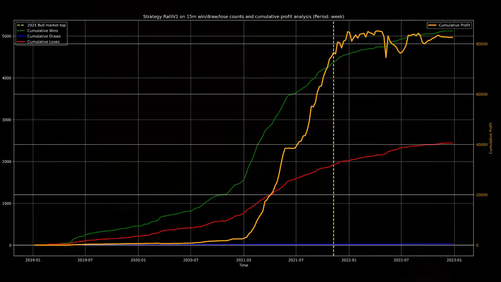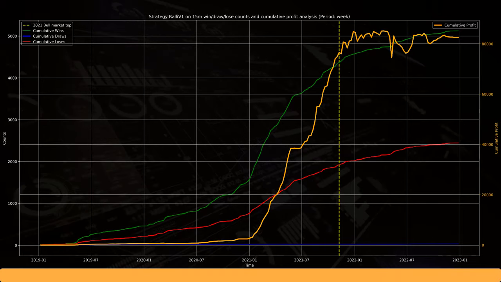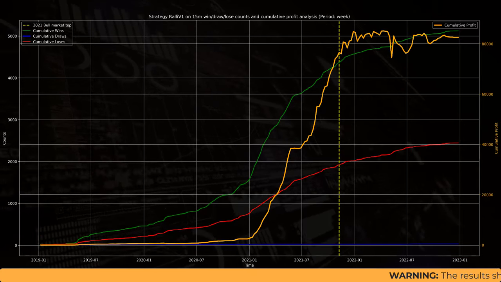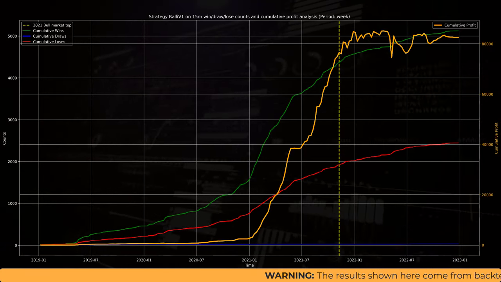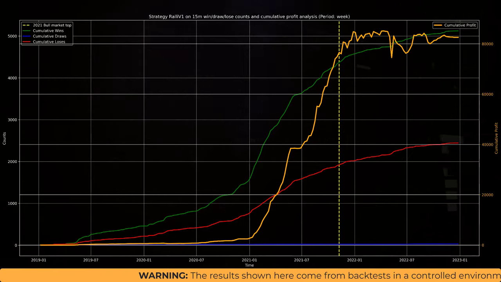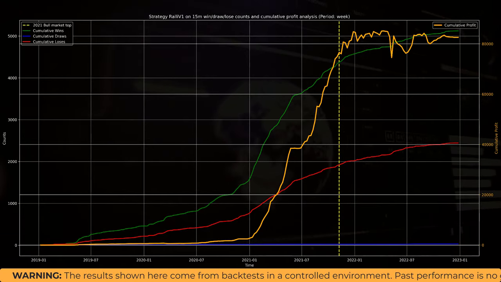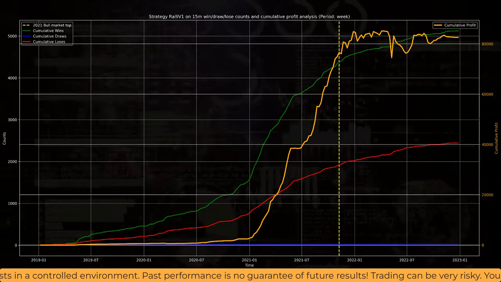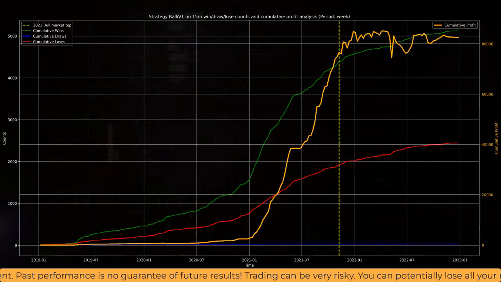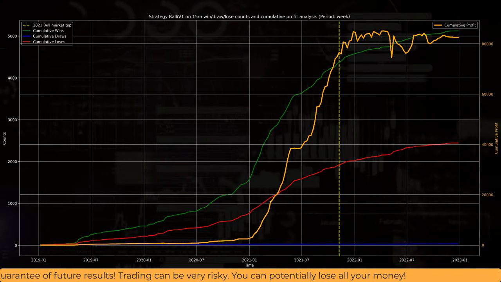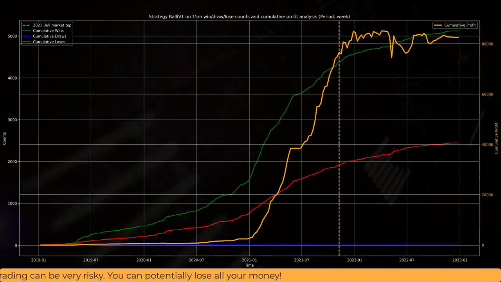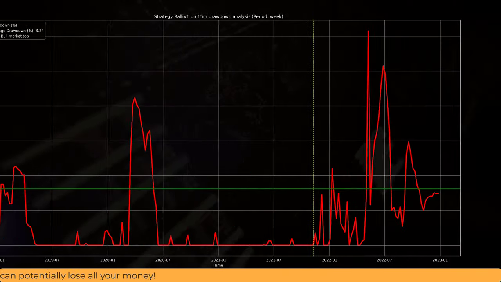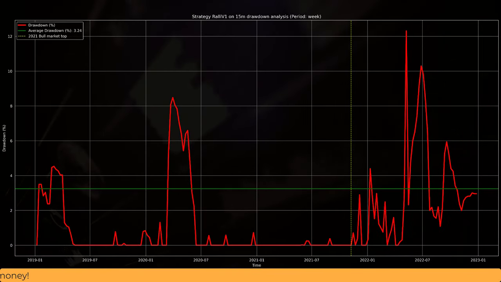The cumulative wins, draws and losses chart reveals that the number of winning trades does grow over time, which is a positive sign. However, the cumulative profit line flattens out significantly towards the latter part of the chart, suggesting that the strategy may not be capitalizing on winning trades efficiently, or that it's giving back a lot of gains during the losing trades.